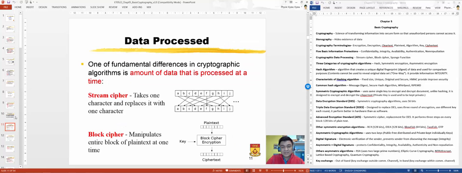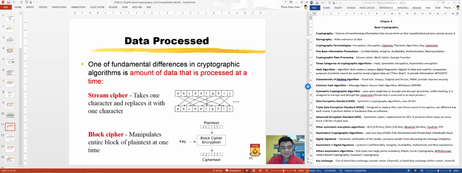Okay, next. How is data processed in the cryptography process? One way is using a stream cipher, which takes one character and replaces it with another character, something like this diagram here. I can replace the A with D, B with G here. Then I can form a letter.